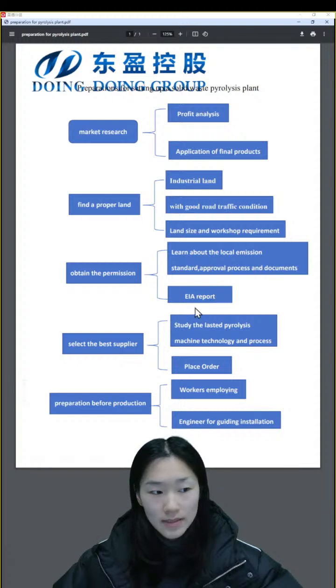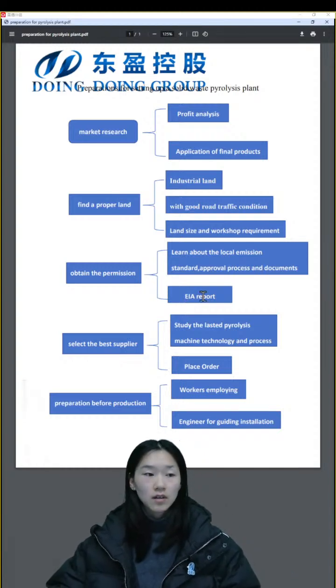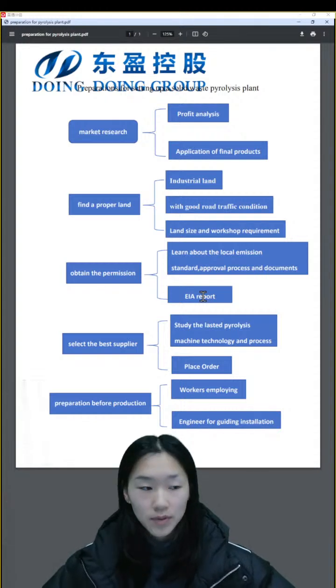This one you can see. You need to find an agency company to get the environmental impact assessment report in order to get your permission. This report needs to be made by our customers themselves.